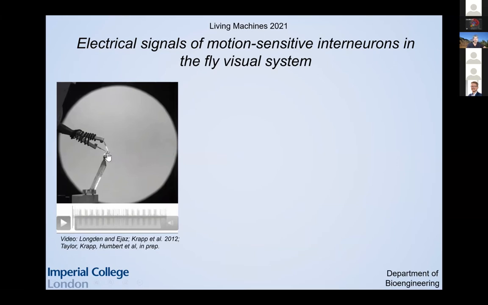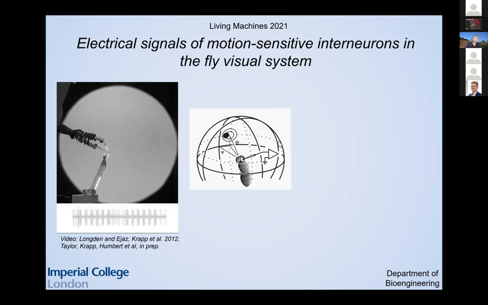Now, here in the center of this little screen, you can see a fly where you record the activity in an identified interneuron that is sensitive to directional motion, and I hope you can see the responses as an alternating pattern of excitation and inhibition when you stimulate this particular neuron with motion in its receptive field. So you can do the same experiment at many different positions within the spherical receptive field of these animals, and then map for each of those positions what is the direction the animal responds best to when confronted with motion. And this is what you get.